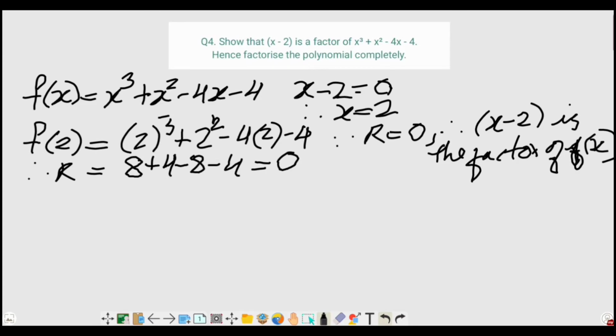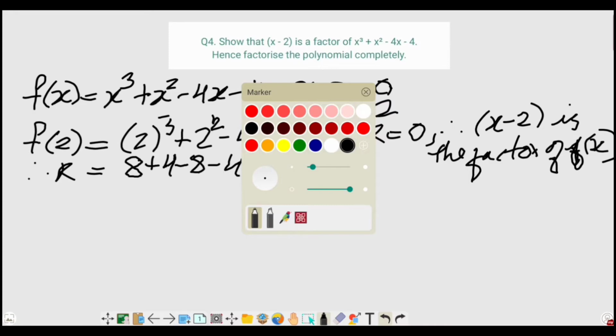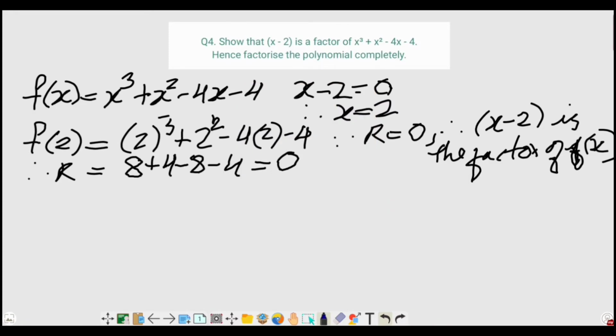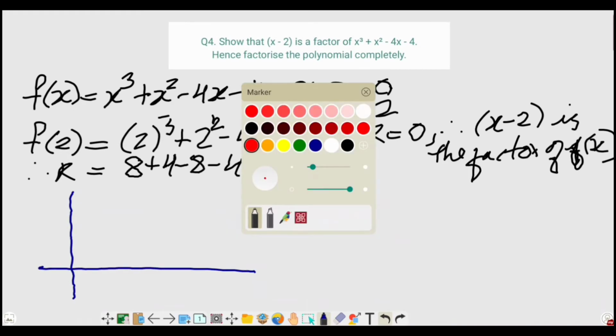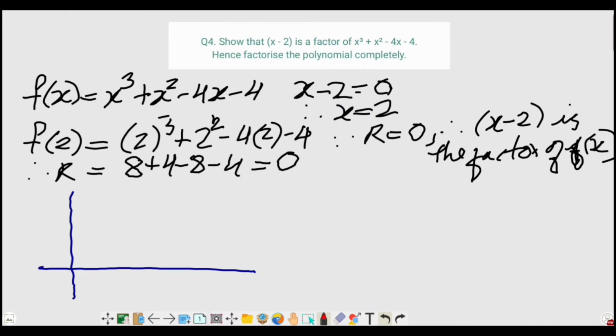Now after that it is told to factorize the polynomial completely. Here I am using the synthetic division method. For the synthetic division method, first you have to make this column. After making this column, you have to write the coefficients of the polynomial. Here the coefficient is 1. Here also 1. It is minus 4 and here it is minus 4. So first I am writing the coefficients as they are. Then this value you have to take.